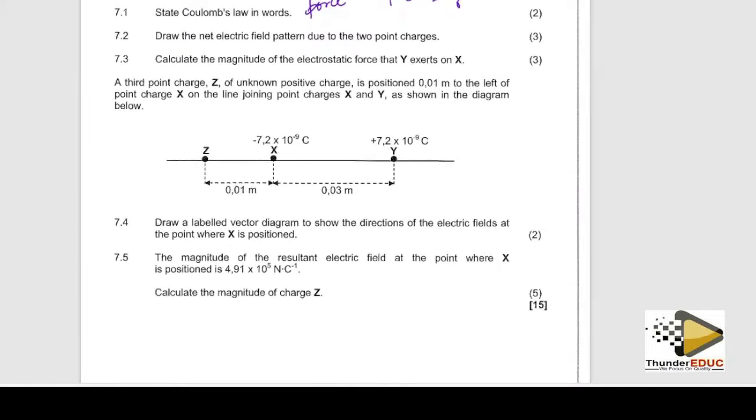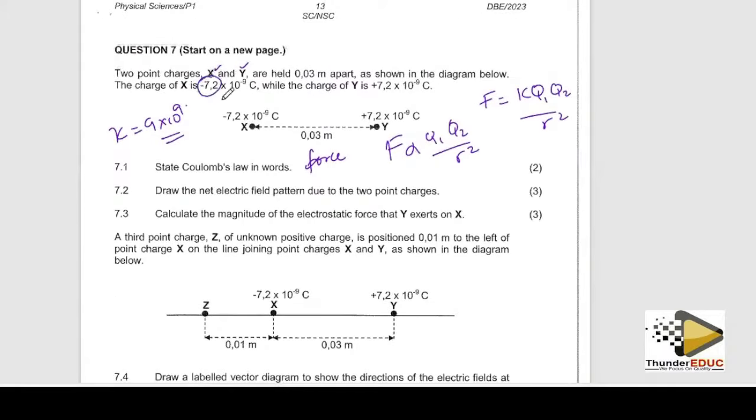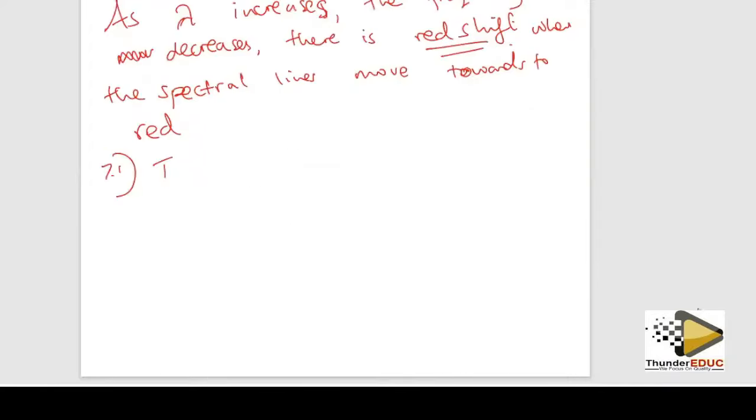Then they want us to draw the net electric field pattern due to the two point charges. So what we can see is that the magnitudes are the same, 7.2 and 7.2, as much as the signs are completely different. So I'll say I have my negative there, and then I have my positive. From Coulomb's law, we know that like charges will repel, and unlike charges will attract. Okay, just draw the line.